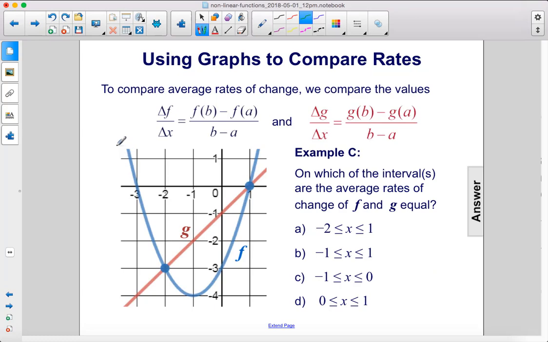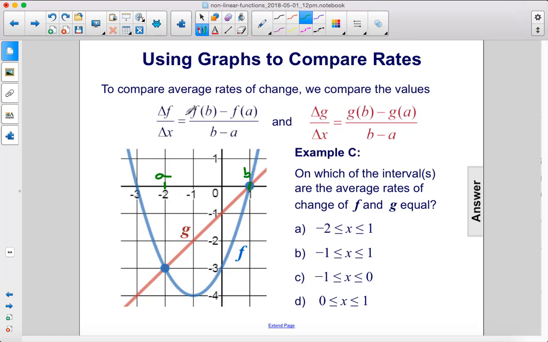To compare average rates of change, we compare the values delta f over delta x equals f of b minus f of a over b minus a, and delta g over delta x equals g of b minus g of a over b minus a. So let's just look at these intervals and see on which intervals the average rate of change are the same for f and g. Let's begin with negative 2 to 1. So from here to here. So these are going to be our a and b values. This will be b and this will be a.